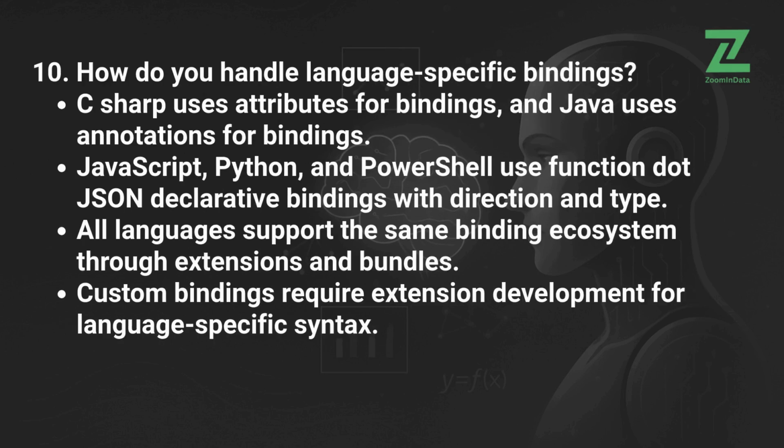10. How do you handle language-specific bindings? C# uses attributes for bindings, and Java uses annotations for bindings. JavaScript, Python, and PowerShell use function.json declarative bindings with direction and type. All languages support the same binding ecosystem through extensions and bundles. Custom bindings require extension development for language-specific syntax.